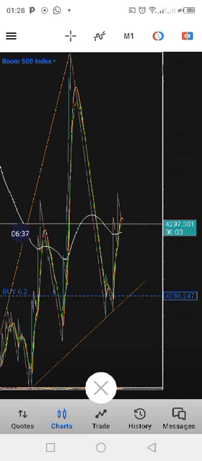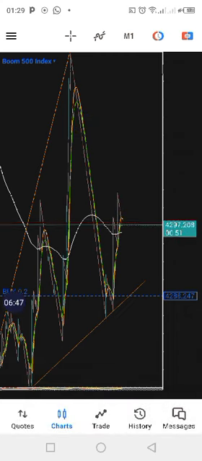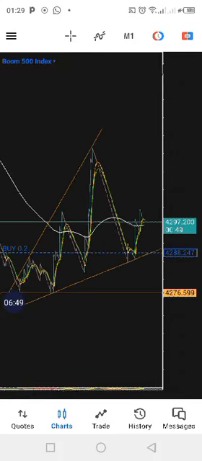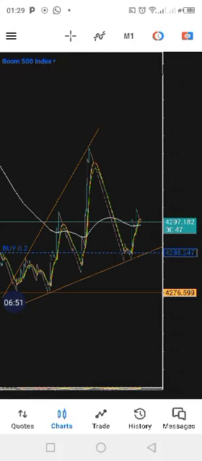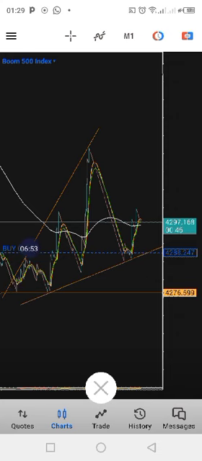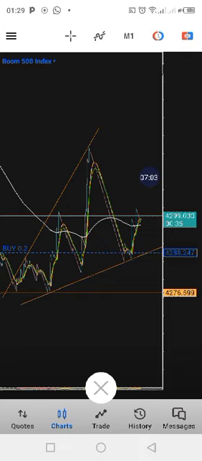Why do I say that? Because it's already forming an M and a W shape. Okay, it's already forming it. Let me expand it. Because the market started from here: lower high, lower low, lower high, lower low, lower high, lower low. So I'm expecting the market to form another lower high, and maybe from here go to a lower low.